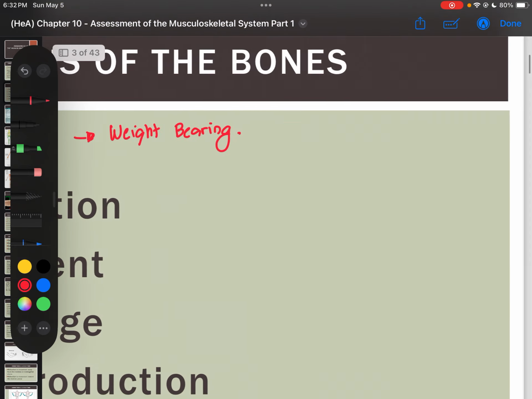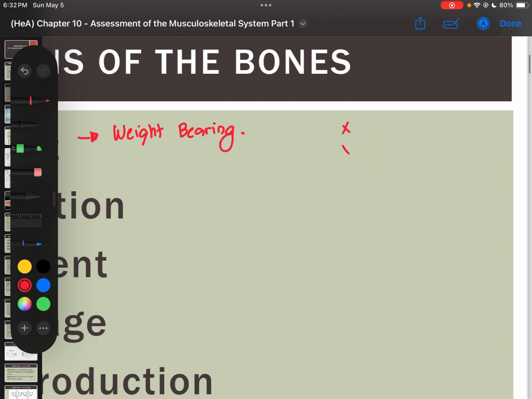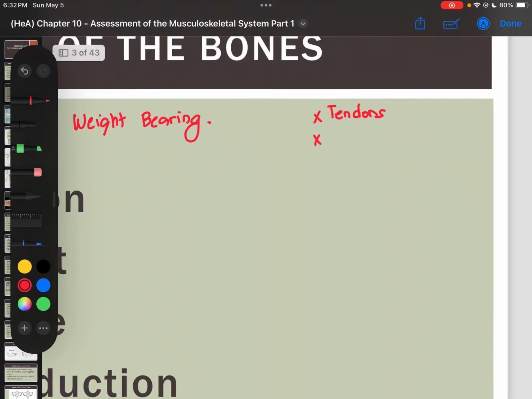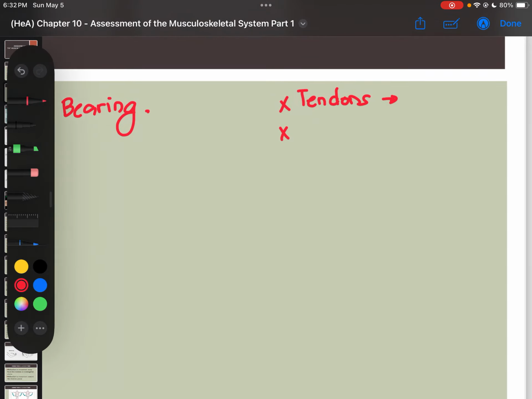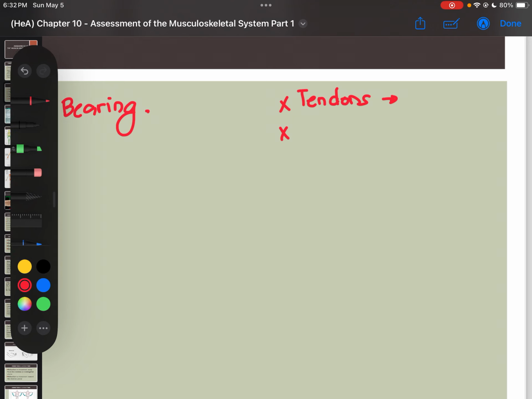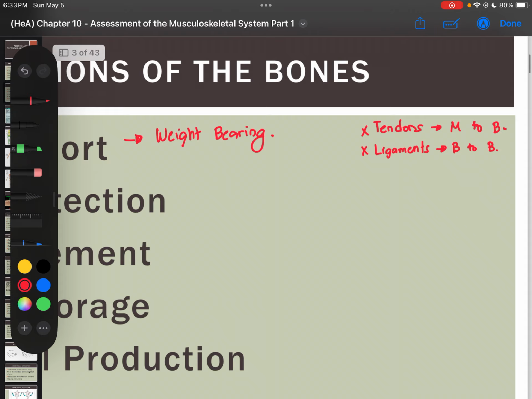Now, before we start, I have two things to tell you. First is our tendons. Tendons, class, usually they will connect what? They will connect muscles to bones. We also have what we call our ligaments. Our ligaments will connect bone to bone. Those are the key terms.